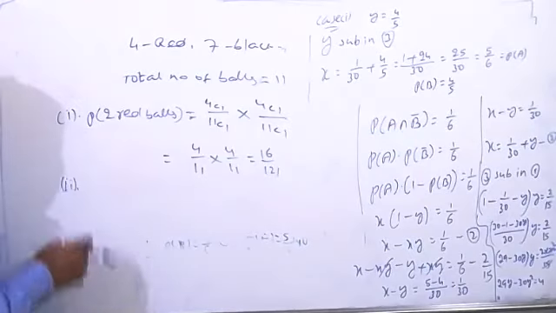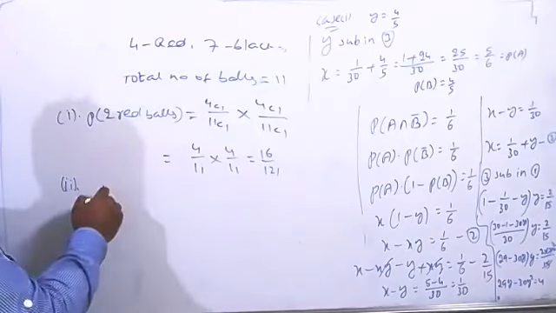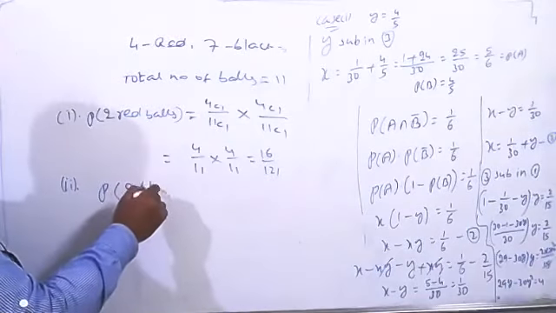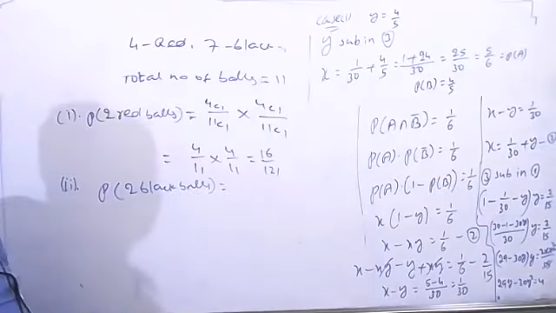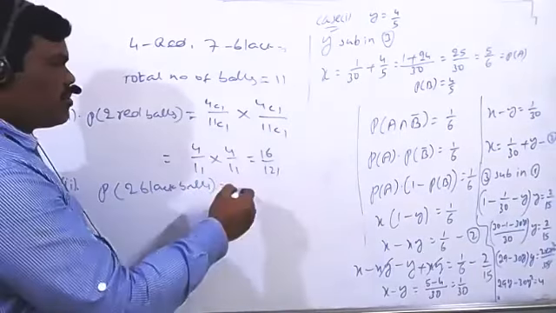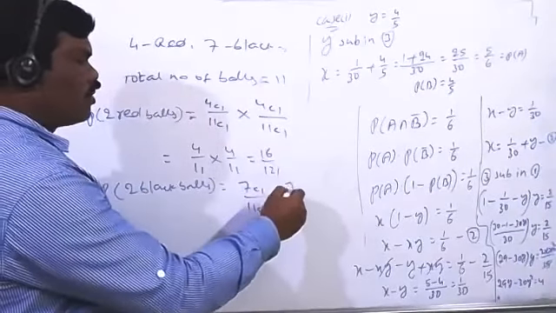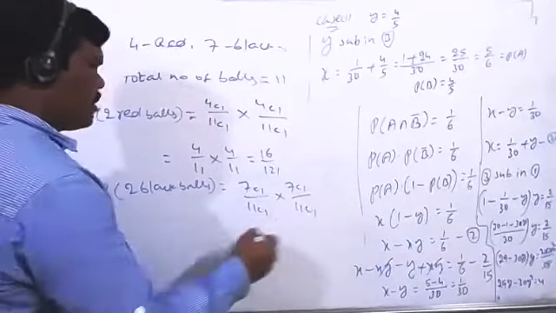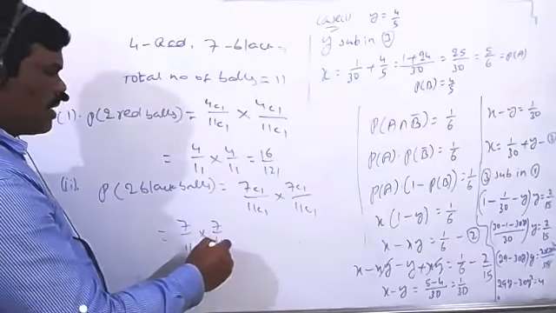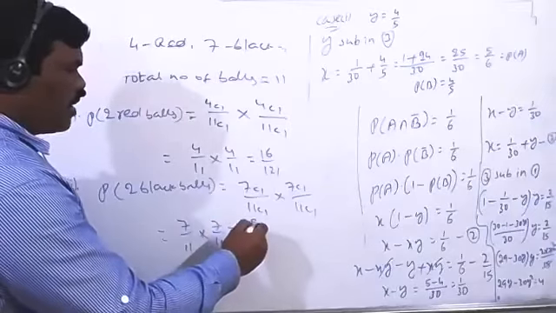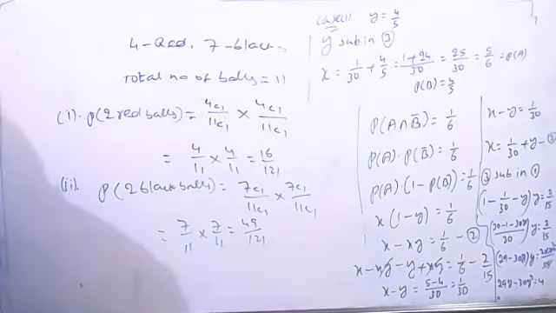This is question number 1. The same way, second one. This also was asked previously in CBSE. What is the second one here? 2 black balls. Here also the same thing only. Total how many black balls? 7 balls are there. So 7C1 by 11C1 into 7C1 by 11C1. So what do you get? 7 by 11 into 7 by 11. So you can write now 49 by 121. These are the two black balls.